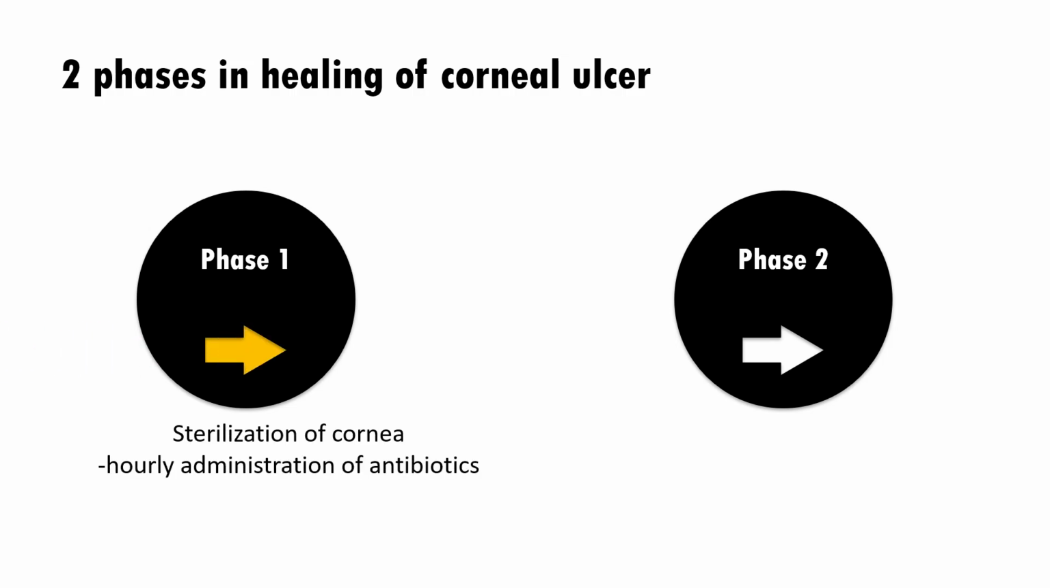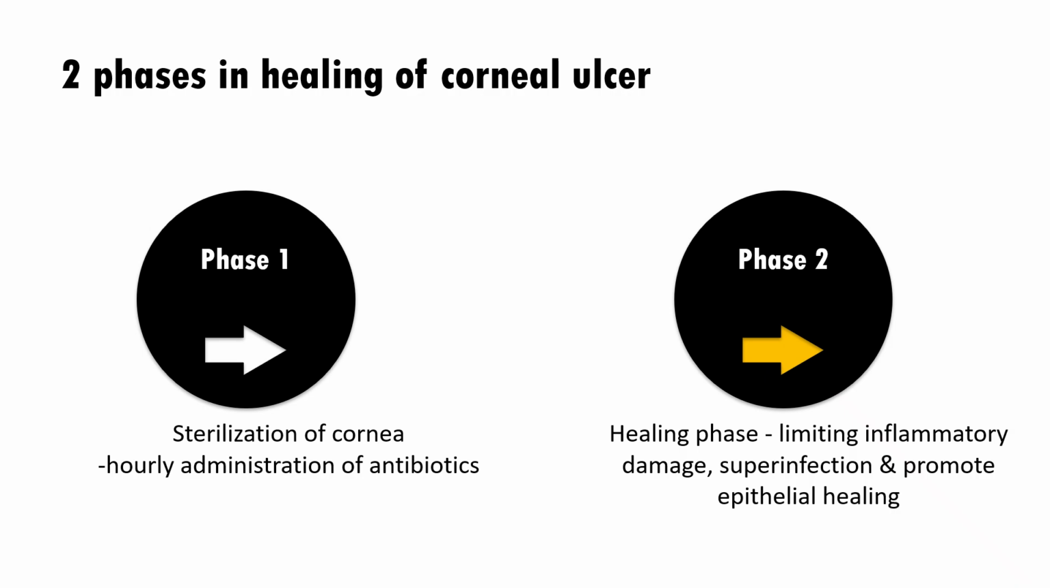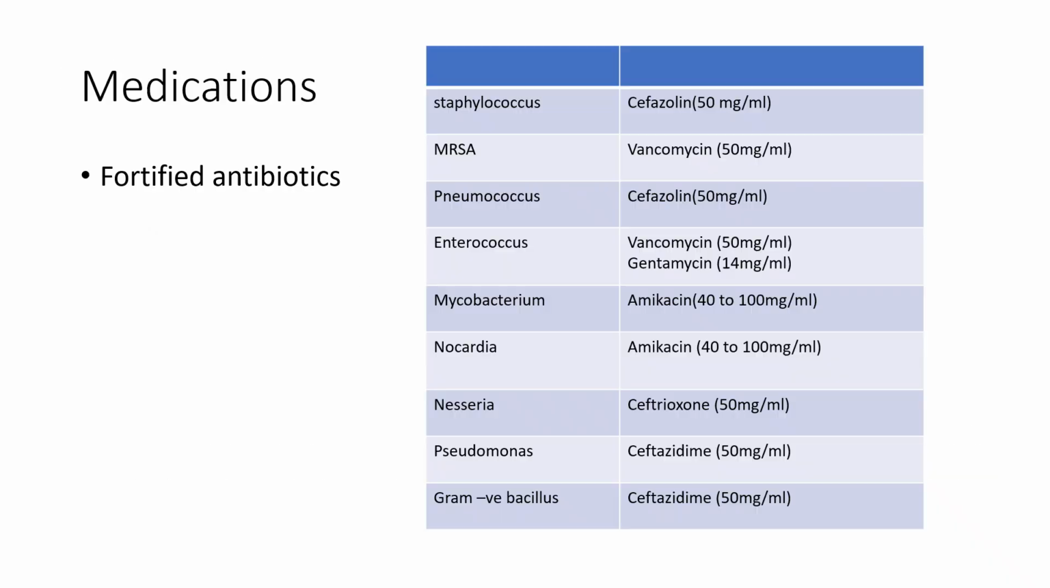The first phase is sterilization of the cornea, where you are aiming at killing the microbes by hourly administration of antibiotics. And the second phase is a healing phase, which is limiting the inflammatory damage, superinfection, and promoting epithelial healing.